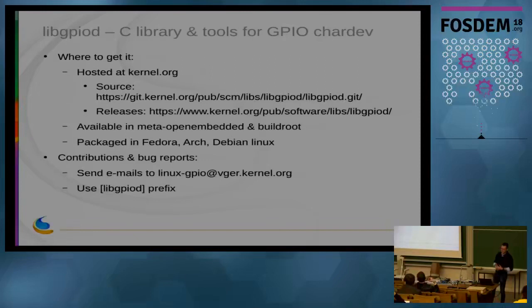So this project is hosted at kernel.org. The source is available from the kernel.org Git, and the releases can be found below. The project is available in the Meta Open Embedded layer for Yocto and Buildroot. It's been packaged by people for Fedora, Arch, and Debian Linux. If you notice any bugs or want to contribute, please send patches to the Linux GPIO mailing list and add the libgpiod prefix.